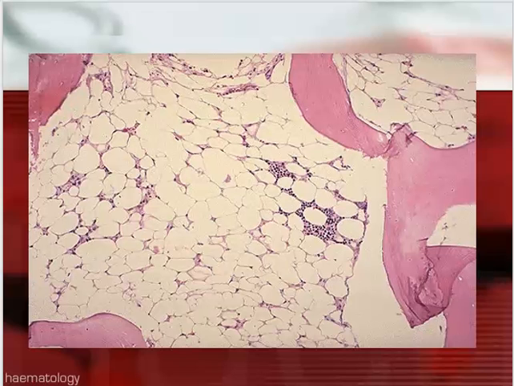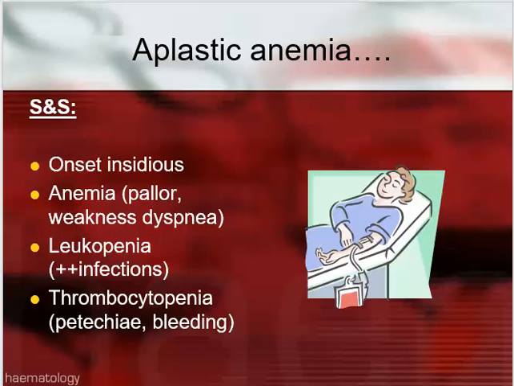This is looking at bone marrow, and you're seeing a lot of it is just fat. It turns into yellow marrow. The onset's usually insidious. You get all the pallor, weakness, dyspnea of anemia, along with leukopenia, so a loss of white blood cells, and thrombocytopenia, so you won't clot as well, and you will be more prone to infection as well as having the anemia.